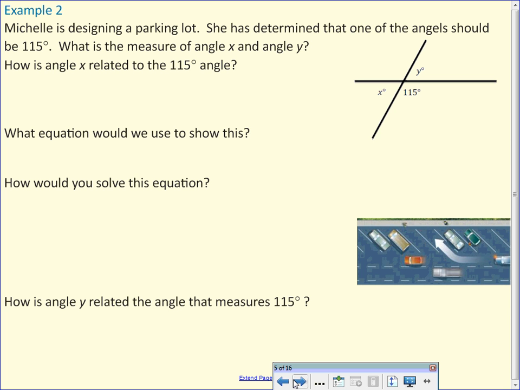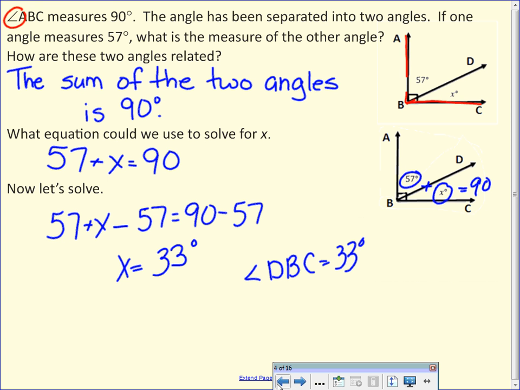When there's three letters on the angle, it doesn't matter what order you put the letters. You could say angle CBD, but the B has to be in the middle because the B is the vertex where they come together. So the B has to be in the middle, but DBC and CBD mean the same thing.